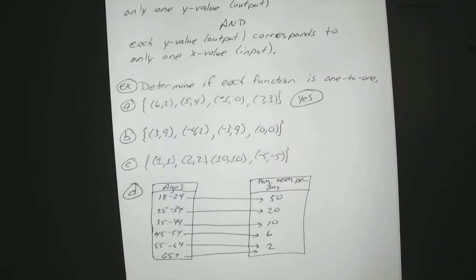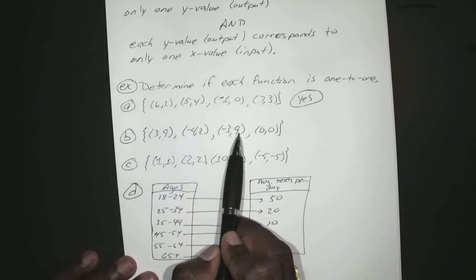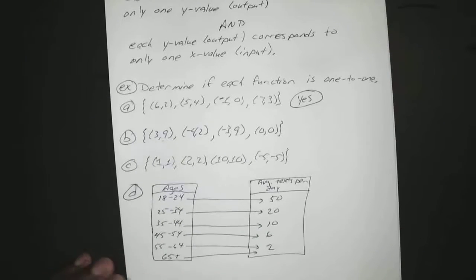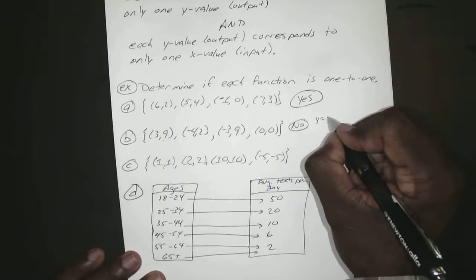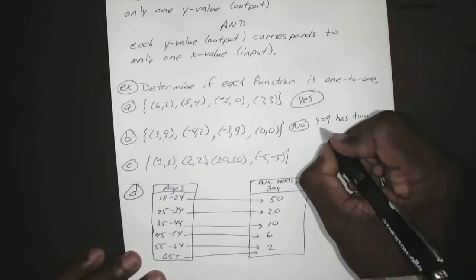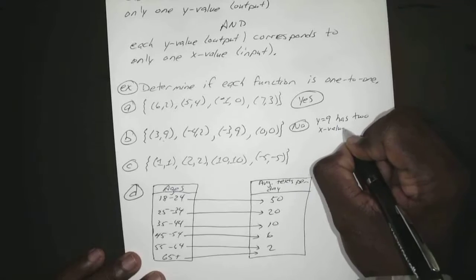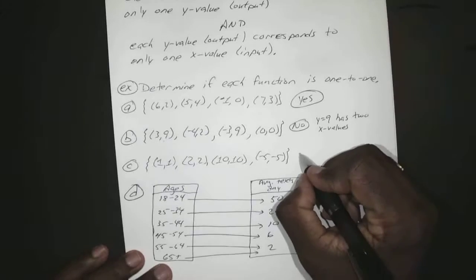Okay. What about B? Nope, it's not 1-to-1. Because 9 has a 3 and 9 has a -3. Now it's a function because all the x values have 1, but it's not 1-to-1. Y equals 9 has 2 x values. Okay. What about C? Yep, that one's 1 to 1.